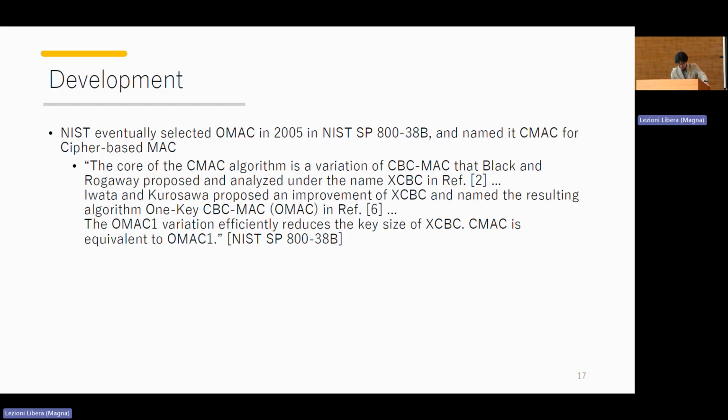So in the standard document, it says that the core of the CMAC algorithm is a variation of CBCMAC that Black and Rogaway proposed and analyzed under the name of XCBC in reference 2. Iwata and Kurosawa proposed an improvement of XCBC and named the resulting algorithm OMAC in reference 6. And the OMAC1 variation efficiently reduces the key size of XCBC, and CMAC is equivalent to OMAC1. And this is how CMAC is mentioned in the standard document.